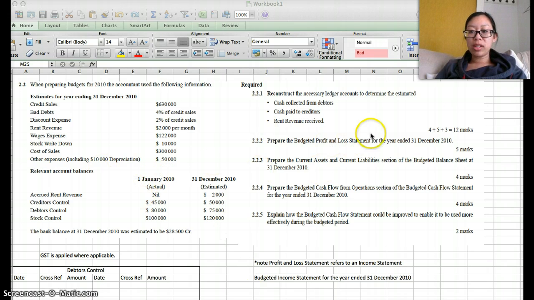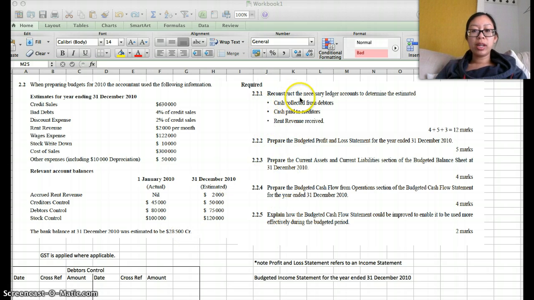Now this is a really big question. It's out of 17, over about 20 to 30 marks. That's a big question. Okay, so I haven't got the first part of the question, but it starts off saying the accountant uses the following information for preparing budgets for 2010. We've got our estimates, some balances. The bank balance was estimated to be $28,500 credit, and here are the questions.